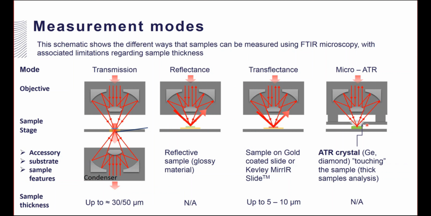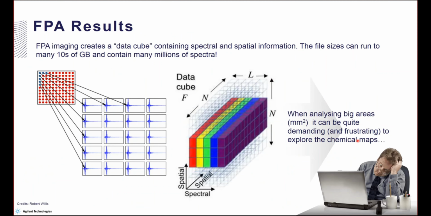The last mode, micro ATR, uses a crystal, the ATR crystal, which touches the sample, and then a small infrared wave protrudes from the crystal into the sample. It's partially absorbed, and the beam is sent back to the objective and then the detector. In this case, we can analyze thick samples, so we don't have any thickness limitation when we use ATR FTIR.